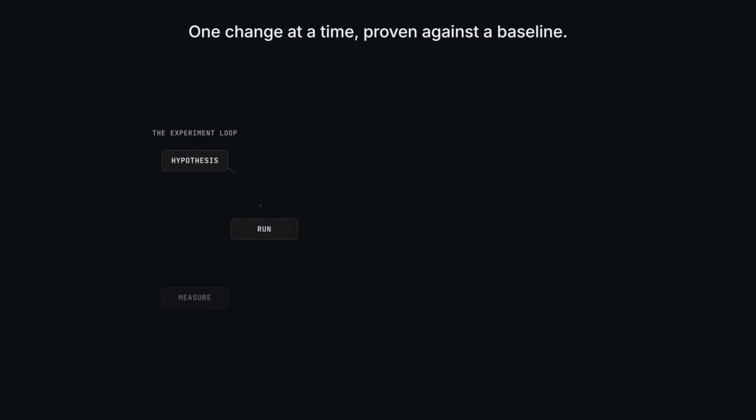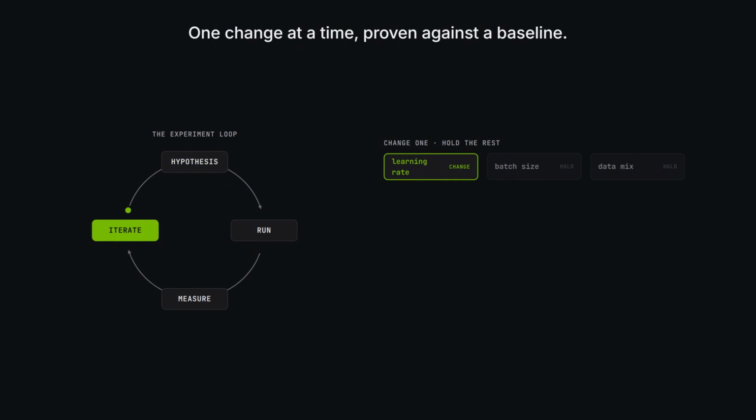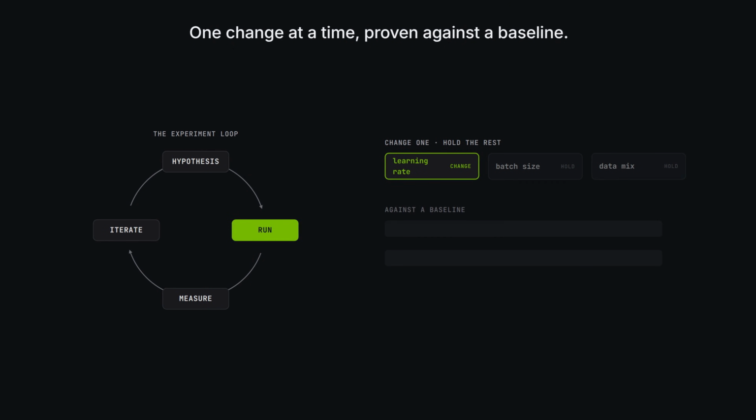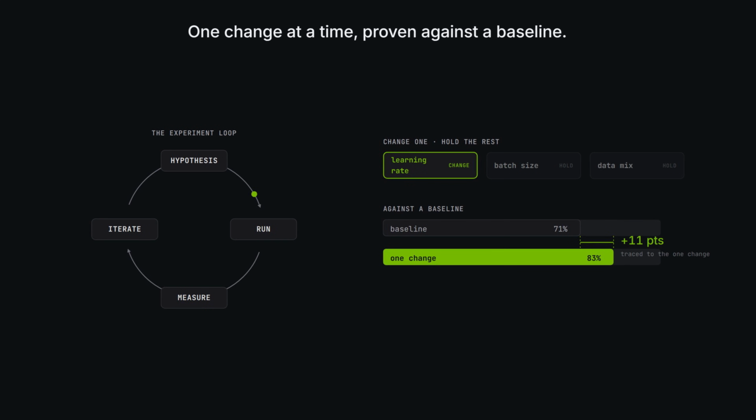Wrapping the whole thing is experiment design. You change one variable at a time, hold everything else fixed, and compare against a baseline so you can prove the improvement came from your change and not from luck.